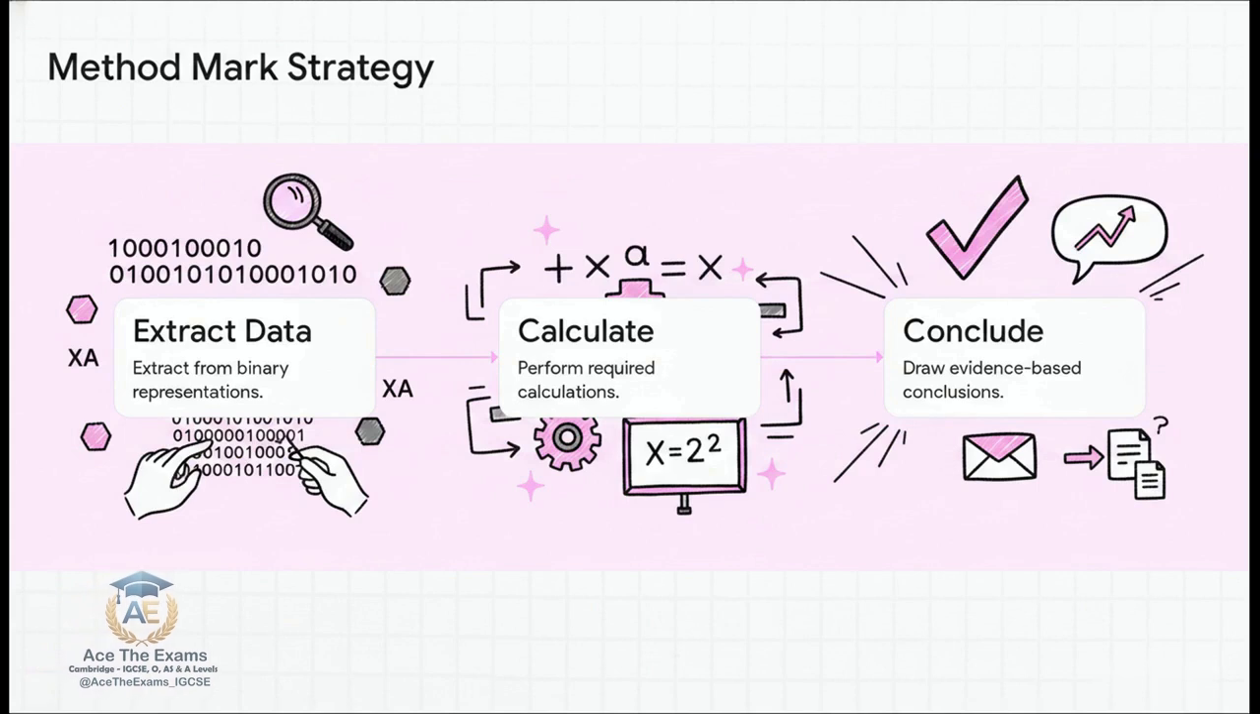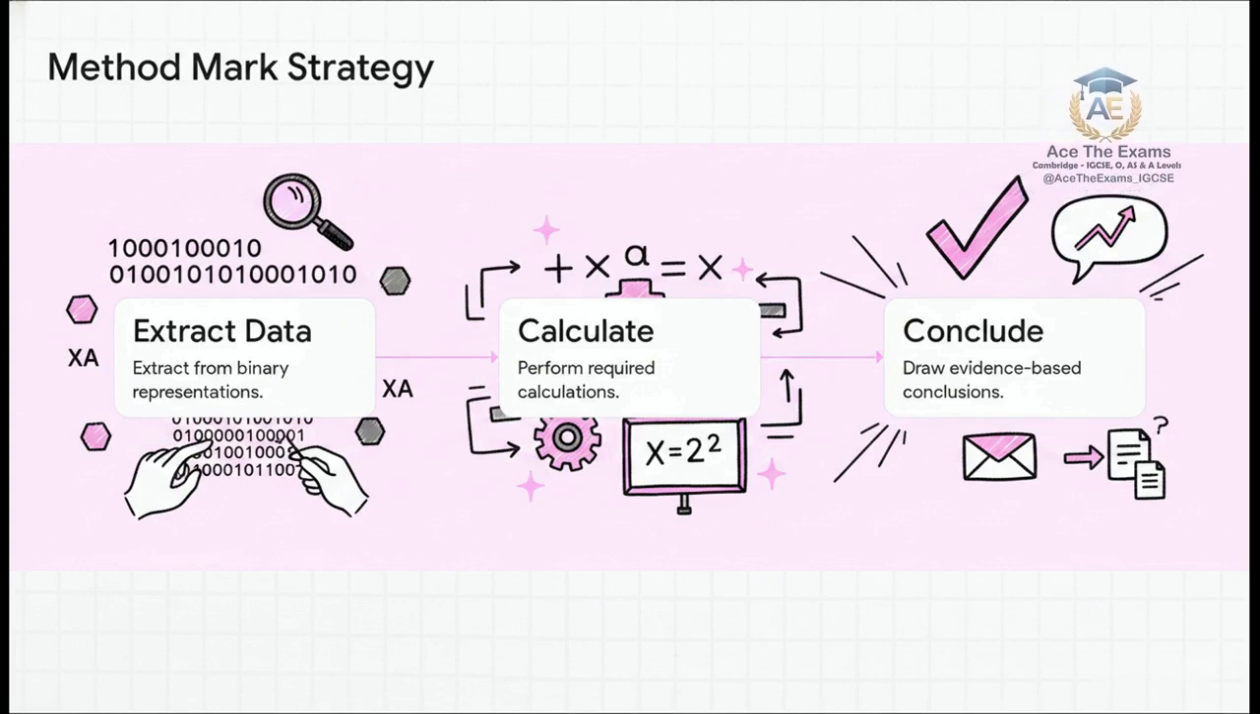Step 1. Extract from binary representations. You must explicitly write down the values you are pulling from the question. If the header file is given to you in hexadecimal, convert it to binary and write that exact step down on the paper. Show the examiner you know what raw data you are working with.